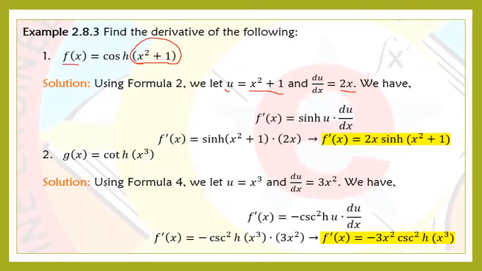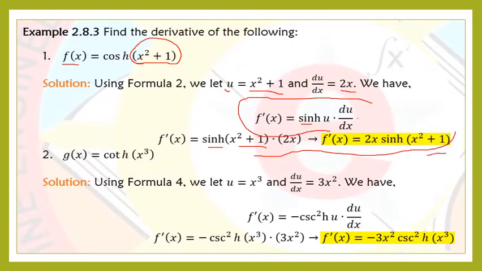So f prime of x is equal to hyperbolic sine of u times du over dx. This is the formula, right? In formula 2, we bring down hyperbolic sine, with u as x squared plus 1, times the derivative of x squared plus 1, which is 2x, du over dx. Or this is just equal to 2x hyperbolic sine of x squared plus 1. So, this is the derivative of our first example.